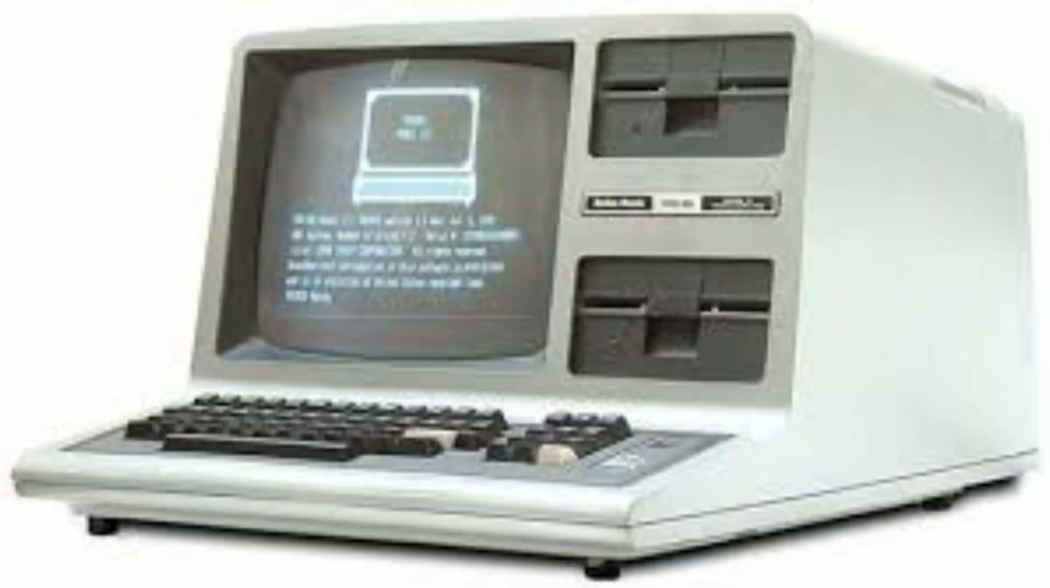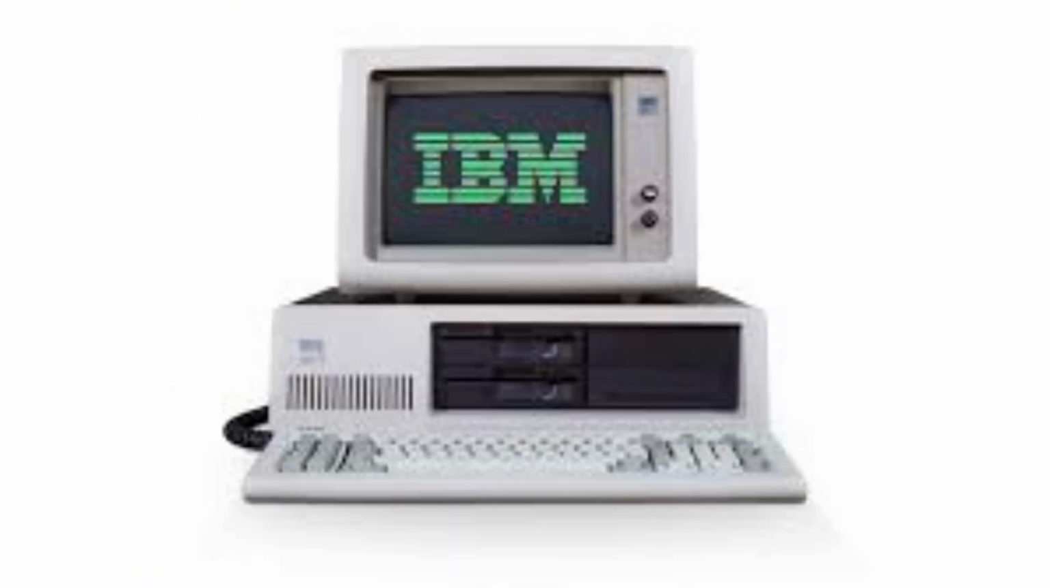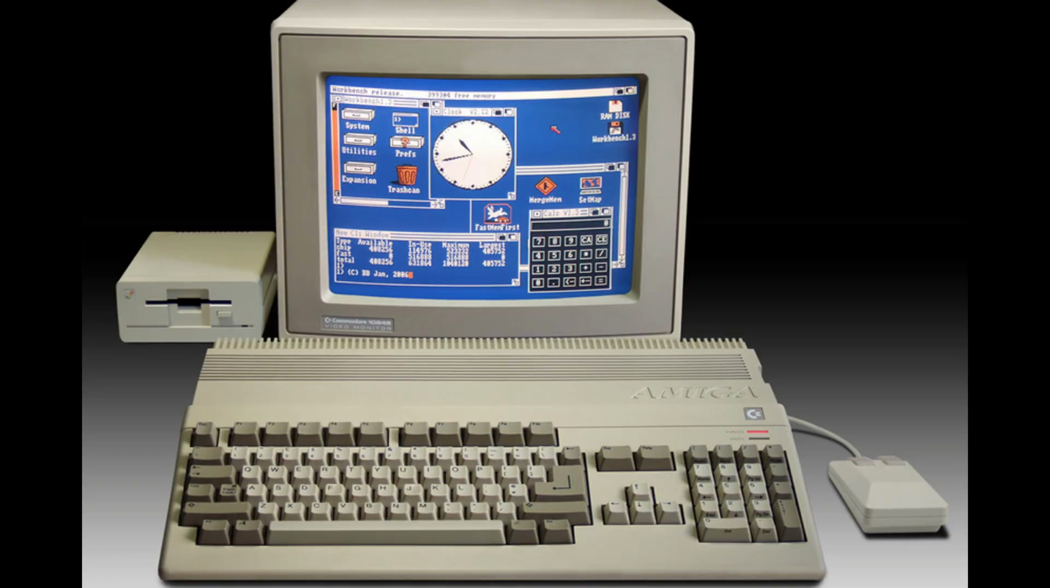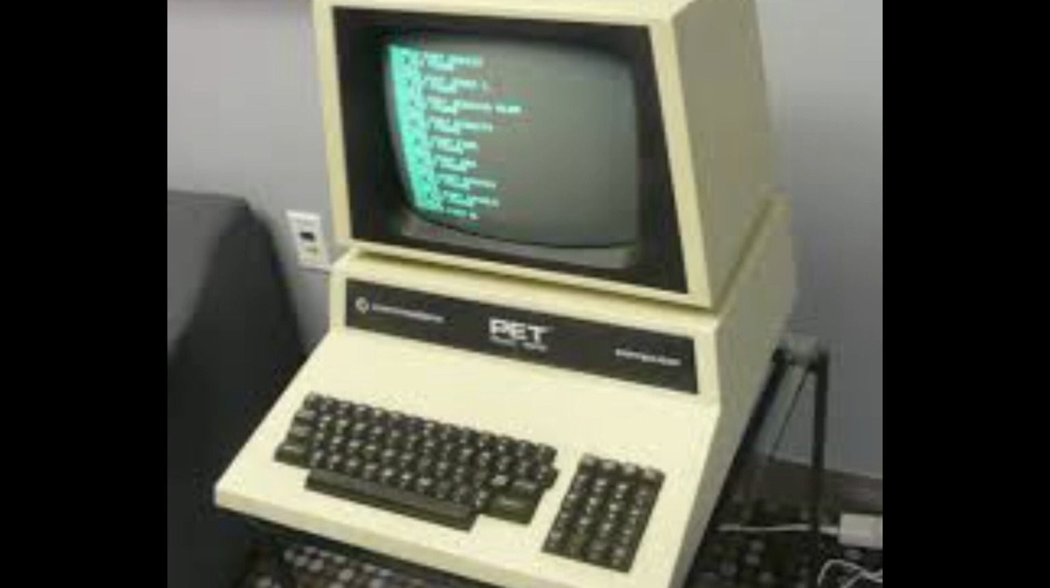So this is a TRS-80 computer. This is an IBM PC. There were very many famous desktops at that time. This is a Commodore 64, and a lot of other famous desktops at that time.